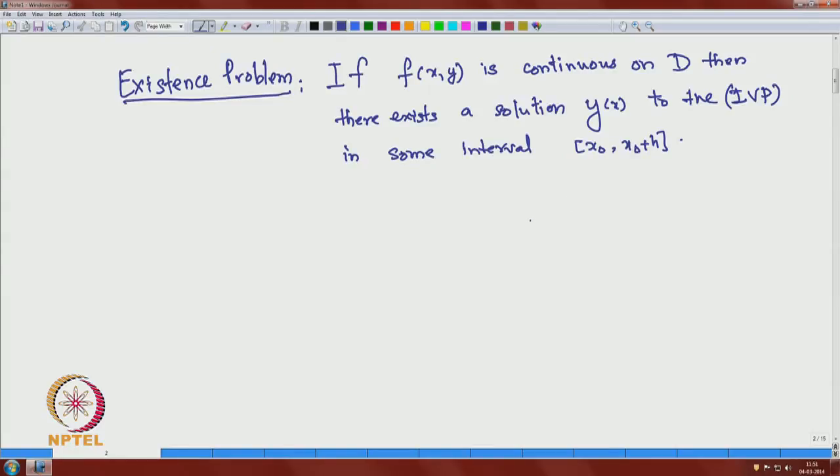Broadly speaking, if f is continuous in the given domain, and the domain contains the initial point x0, y0, then one can show that there exists a solution at least in some neighborhood that contains the initial point x0, y0.